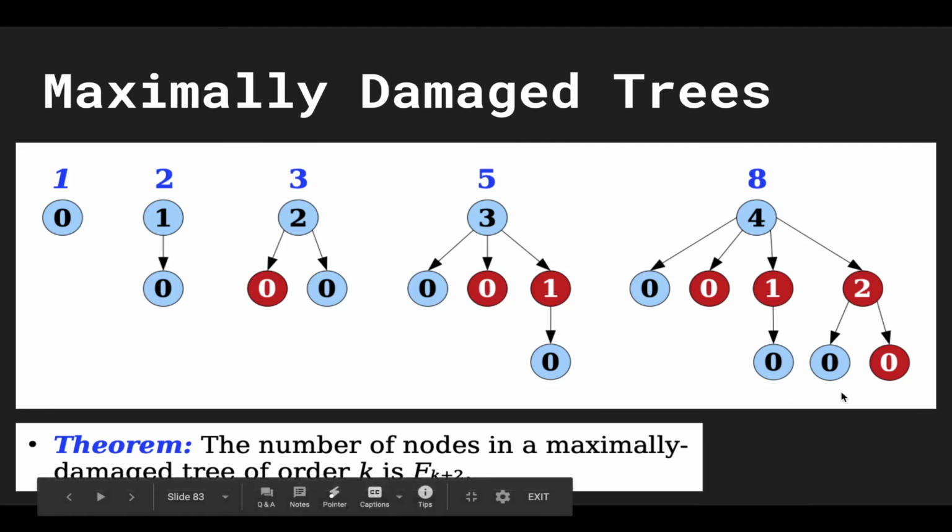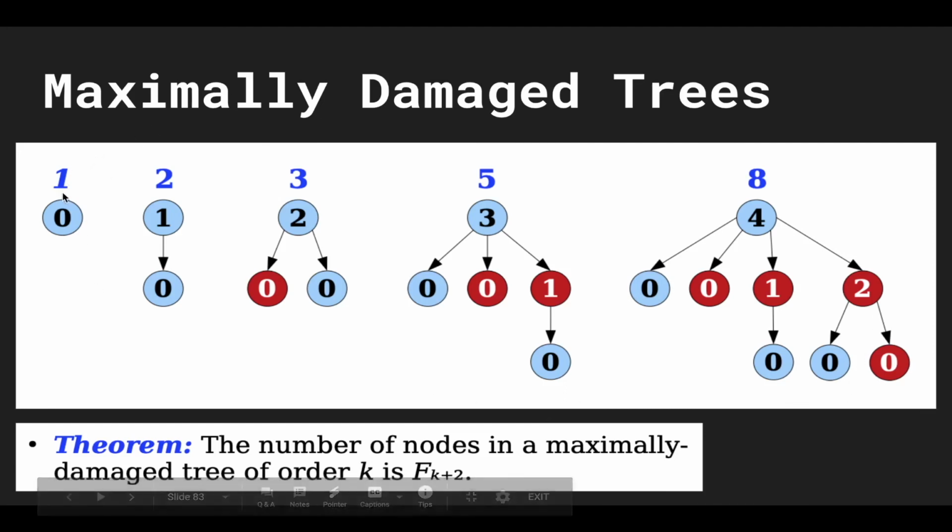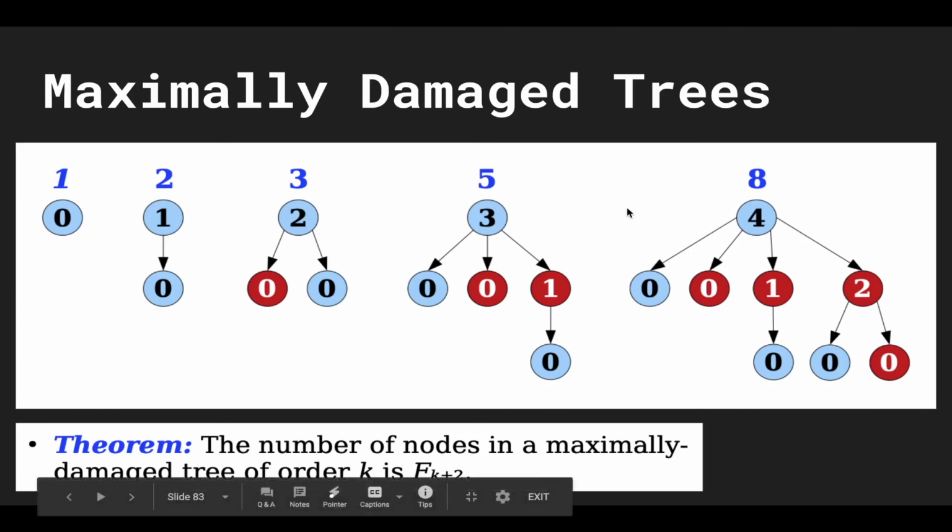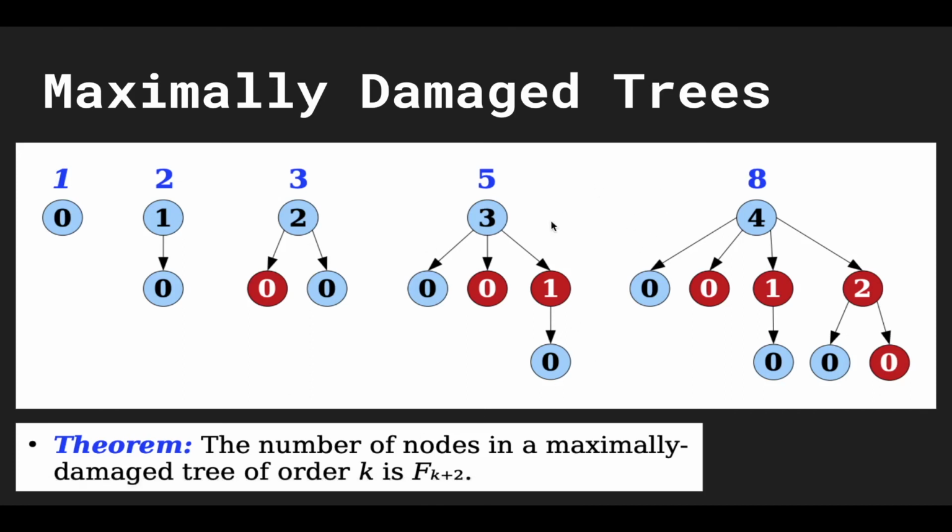The reason why it's called a Fibonacci heap is because the number of nodes in maximally damaged trees form the Fibonacci sequence. So here we have 1, 2, 3, 5, 8. And this is a theorem that the number of nodes in a maximally damaged tree of degree k is the k plus 2 Fibonacci number. And the proof of this is omitted for this video.